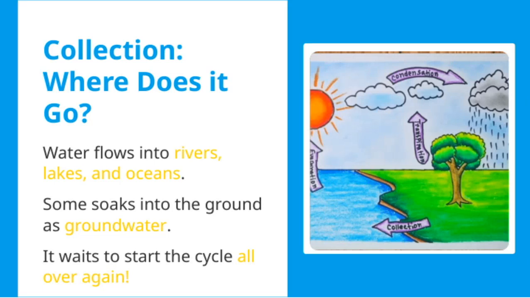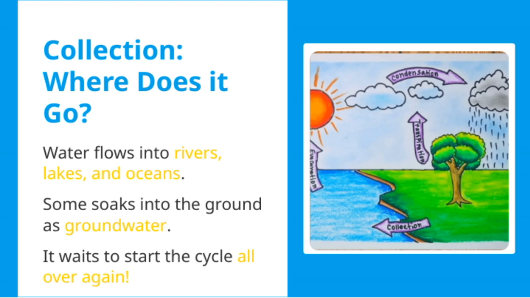And now, the cycle begins all over again. Some of the water soaks into the ground and becomes groundwater, which can stay underground for years. From there, water flows into rivers, lakes, and oceans, continuing its journey. This slide is all about the collection point. Where does the water go after it falls or soaks in? It's a crucial part of the water cycle because understanding these pathways helps us see how water sustains ecosystems and supplies our needs. Remember, every drop of water is part of this endless loop, constantly moving and changing locations.